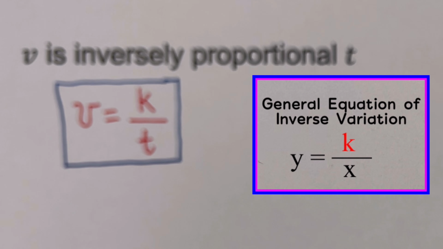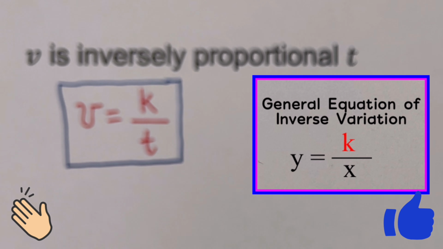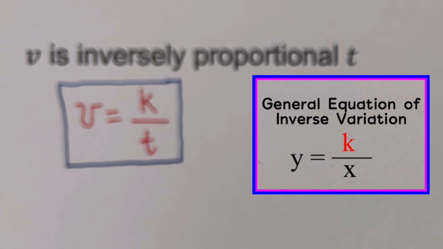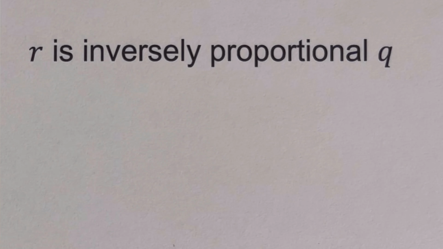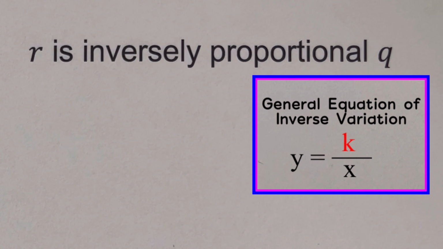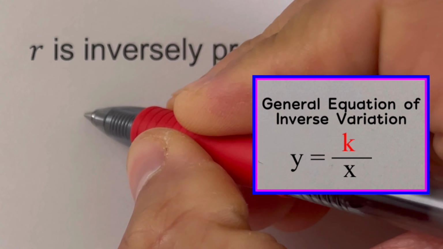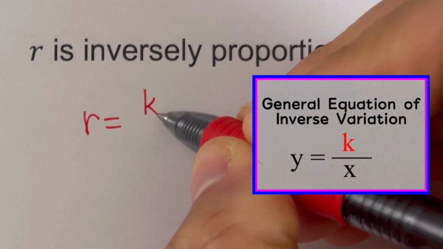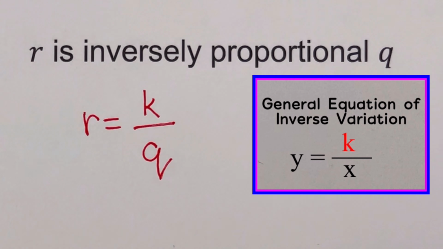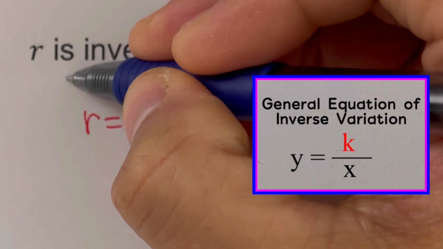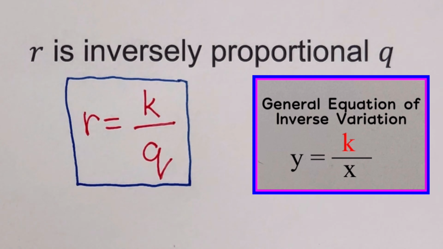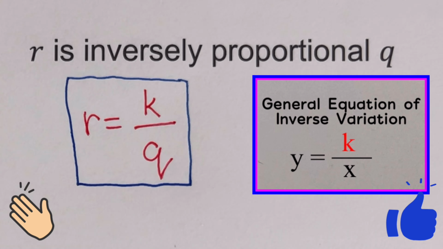Did you get the same answer as this? Good. Perfect. Now let's move on to the next example. Okay, so let's go over the problem. The statement says R is inversely proportional to Q. Again, we remember that the general equation for inverse variation is y equals k over x. So the equation that would work for this would be R equals k over Q. So this is the equation for this statement. Did you get the same answer as this?